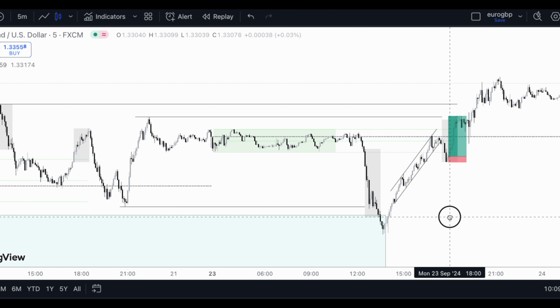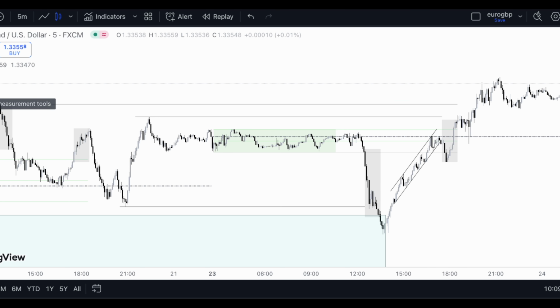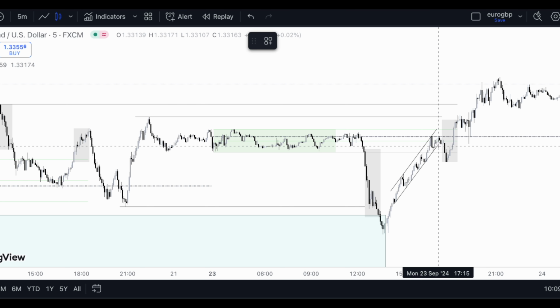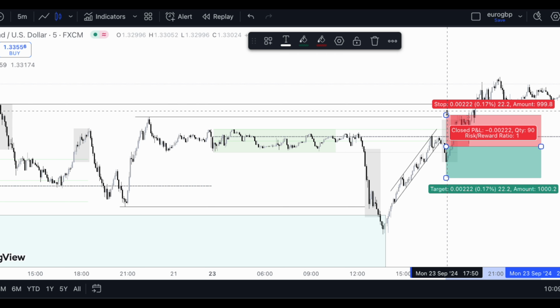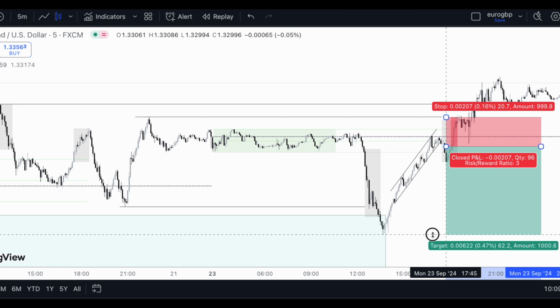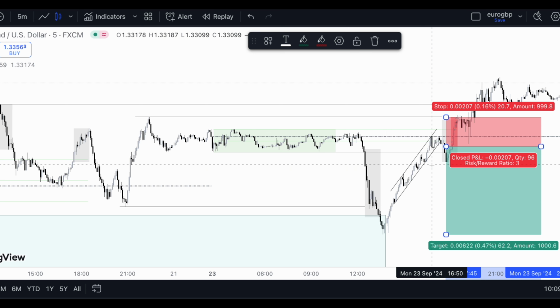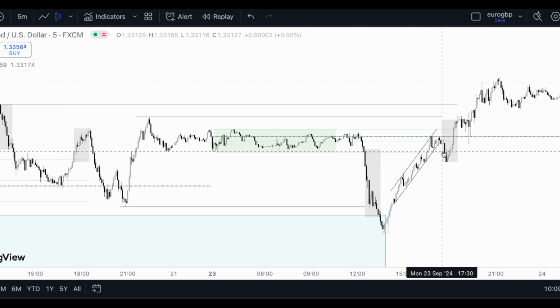So what everyone is expecting, another lower low, maybe stops over here and target below this low. So this is what everyone is expecting after they see this fake break of structure. But we do not trade this way.